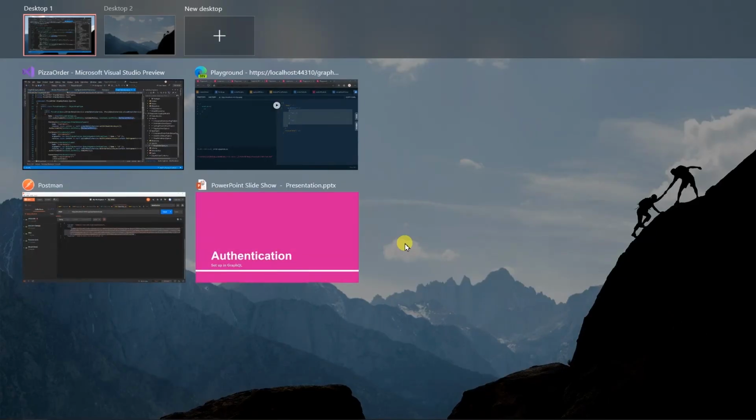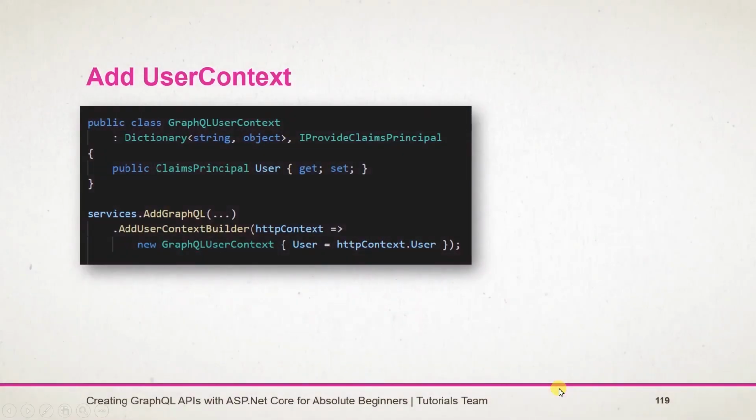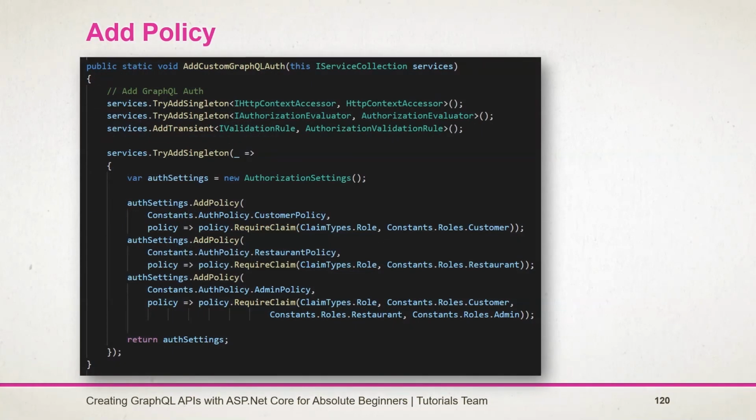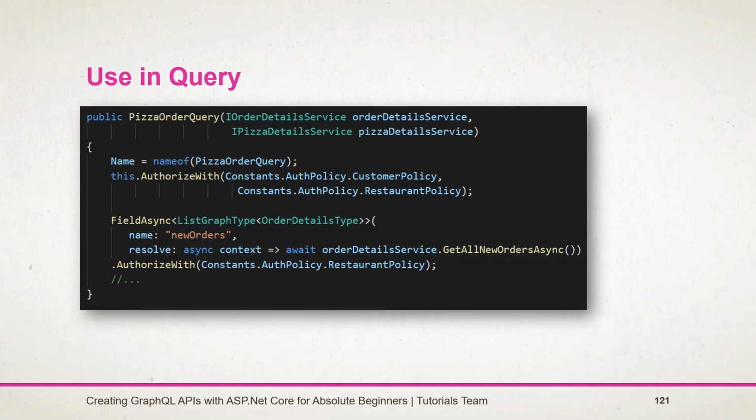Let's see what we have learned in this session. First of all, we created the GraphQL user context that has a single property and set it after adding GraphQL services. Then we added the other services required by GraphQL auth, and we created the authorization setting and set the required claims for each policy. Using the AuthorizeWith extension method, we can assign a policy name that must be satisfied for executing this query. We can also set it for all the queries by calling it with the this operator.